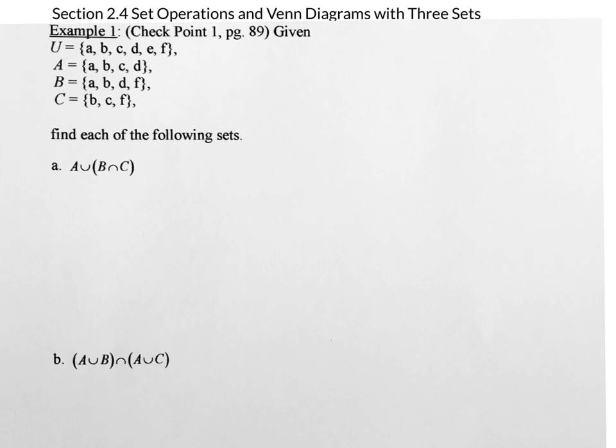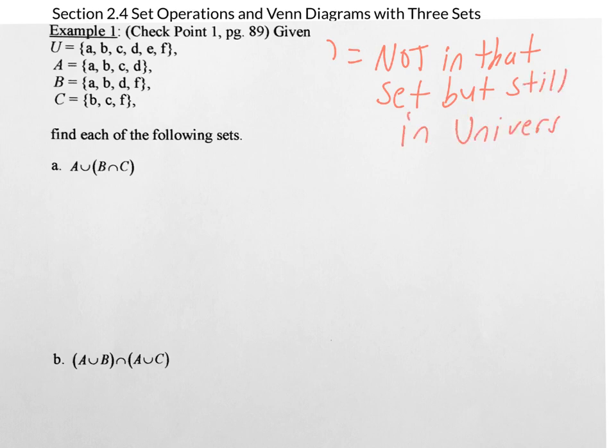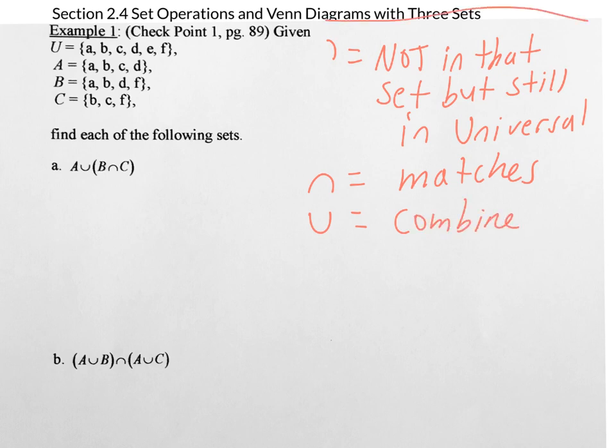So before we begin, let's just keep in mind that if you see the apostrophe, that's the complement symbol, and it means what's not in the set that it's attached to. It's not in that set, but it's still in the universal set. If you see the intersection symbol, that means the matches between the 2 sets. If you see a union U, it means to simply combine the 2 sets together. So keeping that guide in mind, we also want to keep in mind the order of operations.